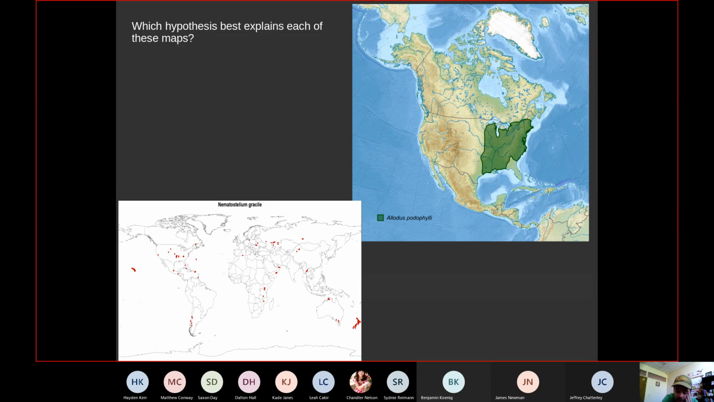This is one that I actually worked on in grad school. It's a slime mold, and I can tell you right now that each of these dots are the places we looked for it. In other words, everywhere there was a sampling trip, we found it. So beware, don't trust maps. They don't tell you all of the information. Well, yeah, they don't really.